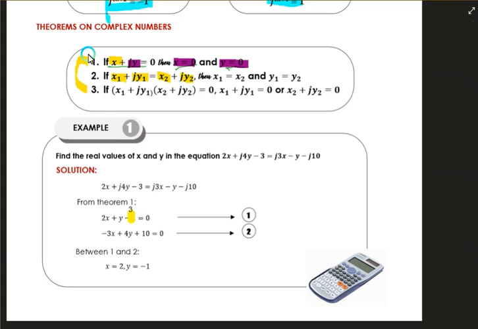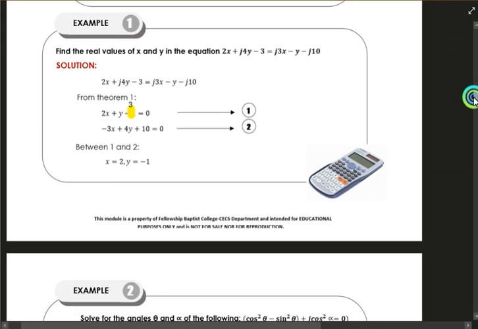Okay, so we will have to deal with the examples presented in the book and we will try to solve the problems that are not in your module. So, example number 1. This is really simple. Find the real values of x and y in the equation 2x plus j(4y minus 3) is equal to j(3x minus y minus 10).